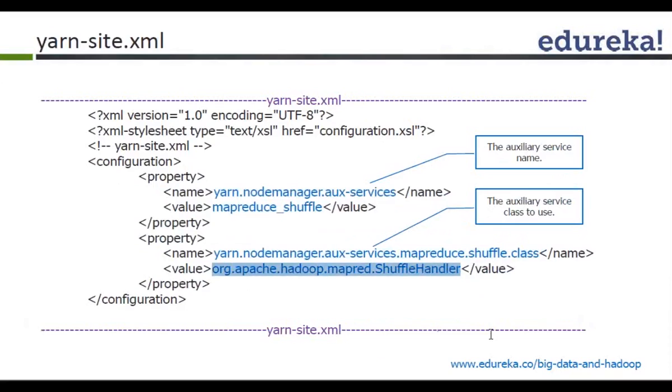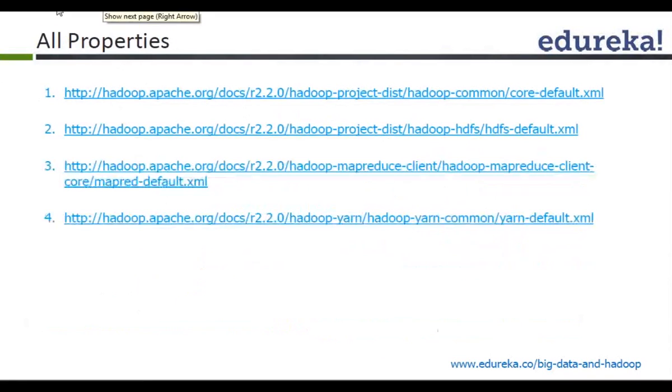So which are the XML files we saw? Core-site, HDFS-site, Mapred-site, and Yarn-site. If you go down to this link, all the details of all the properties in the XML files are available over here. This is the same link I had shown you for core-site. You can see an exhaustive list of it.